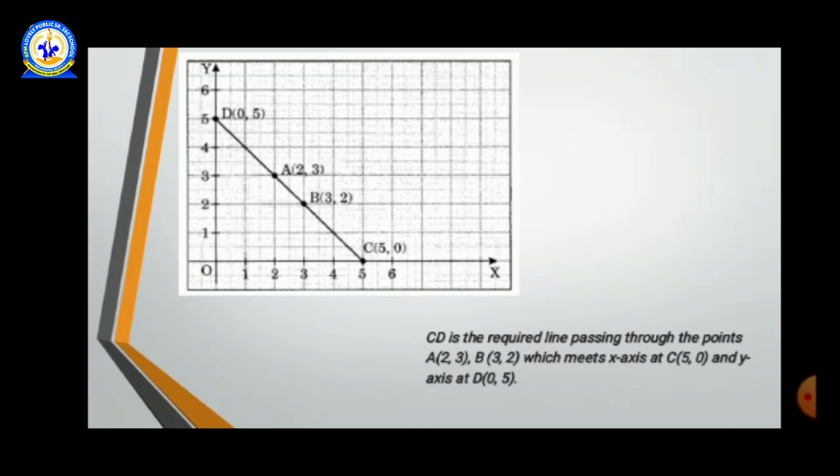So let us find the coordinates of C and D. CD is the required line segment through the points A and B, which meets the x-axis at C (5, 0). Why is it (5, 0)? Because on the x-axis it is 5, and on the y-axis it is 0. And D is at (0, 5), because we write the first coordinate of the x-axis, and D lies on the y-axis. That's why the coordinates are 0 and 5.